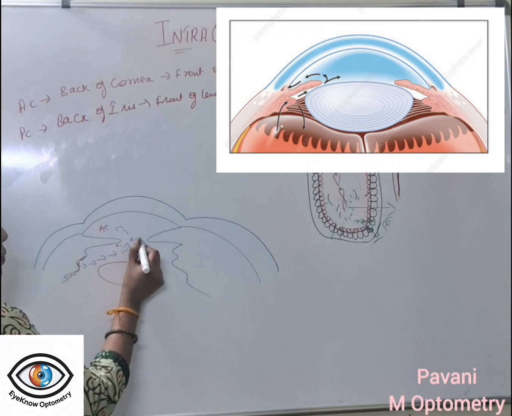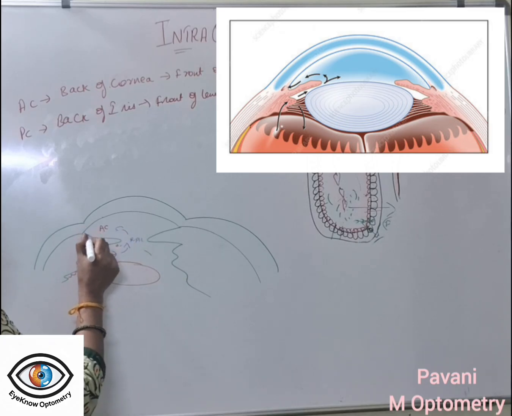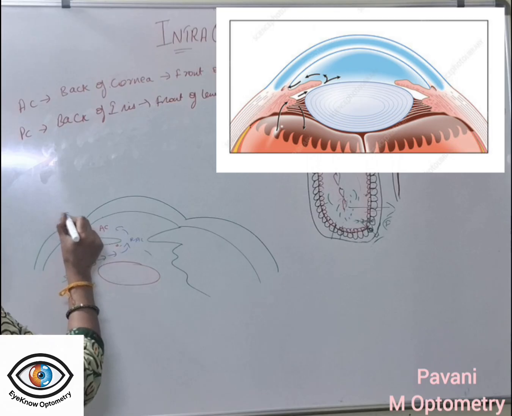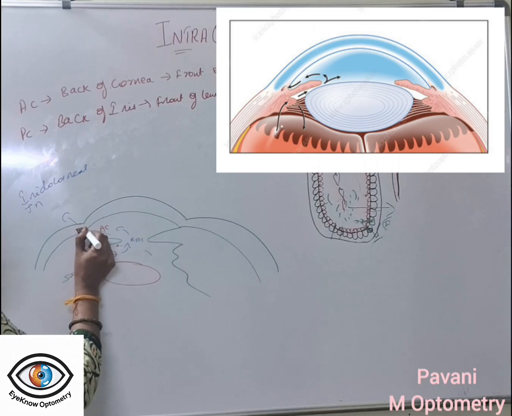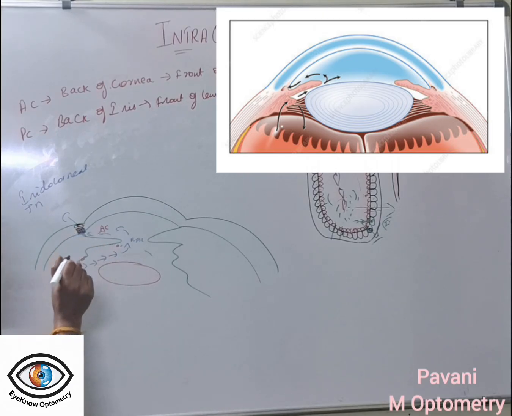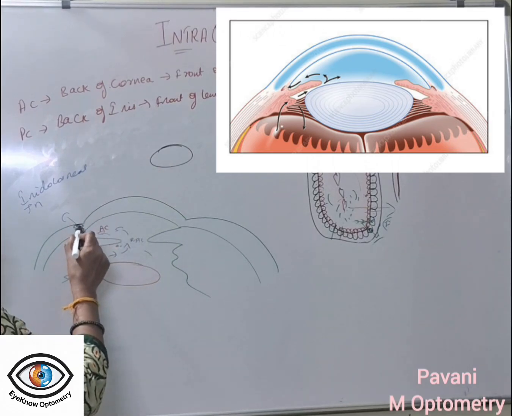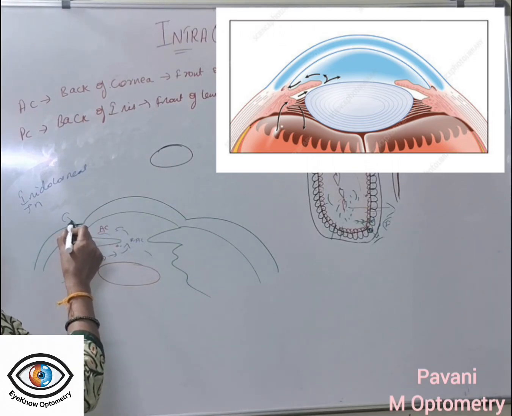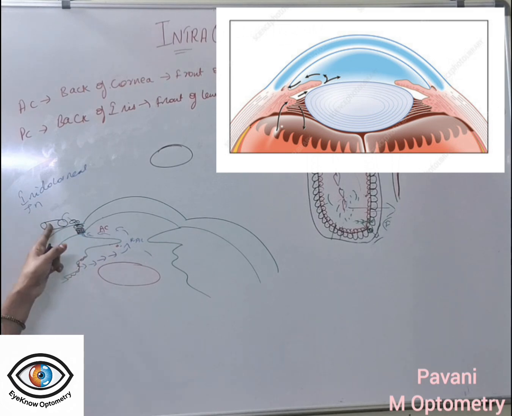So through the pupil, it enters into the anterior chamber, and where the cornea and iris meet, we call it the iridocorneal junction. When it reaches the iridocorneal junction, you will have the meshwork kind of thing. We call it the trabecular meshwork. From there, it goes to the Schlemm canal. This Schlemm canal is nothing but a ring-like structure. From there, you will have the collector channels here, and then it enters into the episcleral veins.